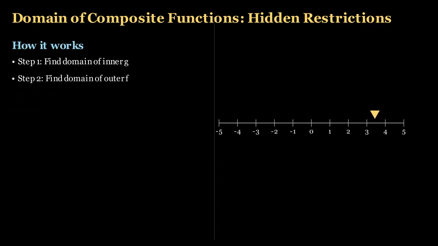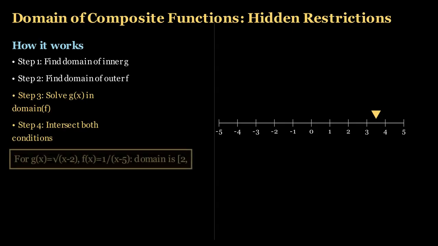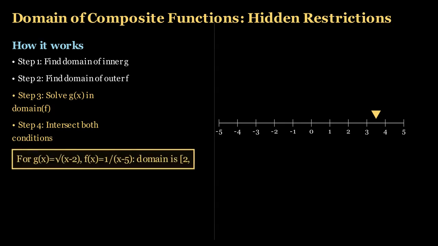Let us apply this to a classic example. Let g of x be the square root of x minus 2, and f of x be 1 over x minus 5. Step 1. The inner square root requires x minus 2 greater than or equal to 0, so x greater than or equal to 2. Step 2. The outer function 1 over something requires that something not be 0.